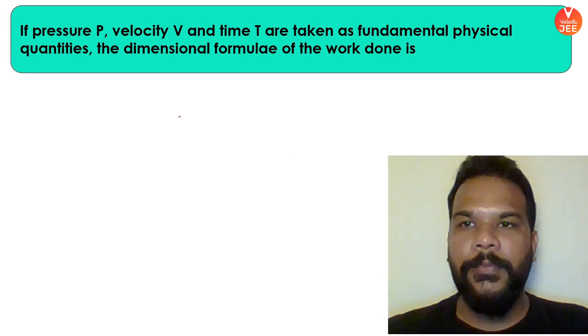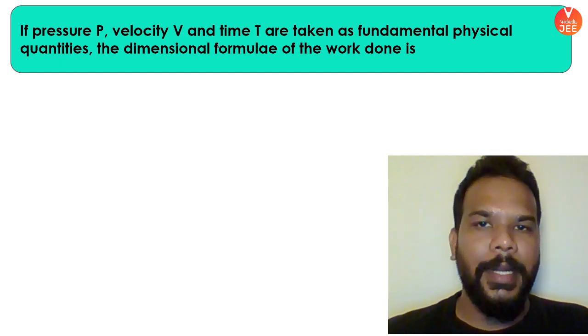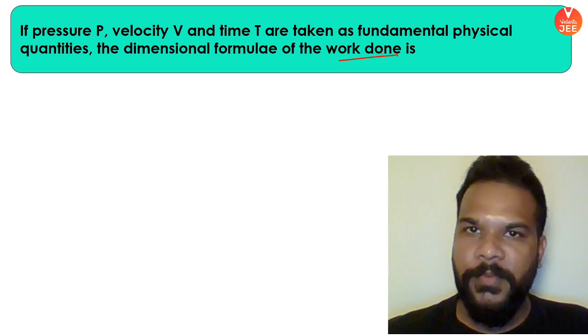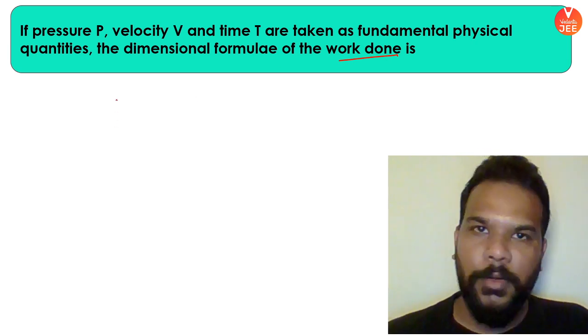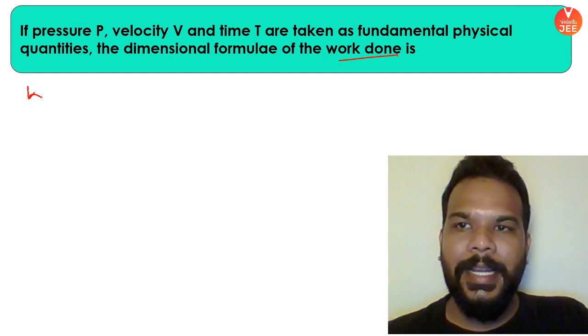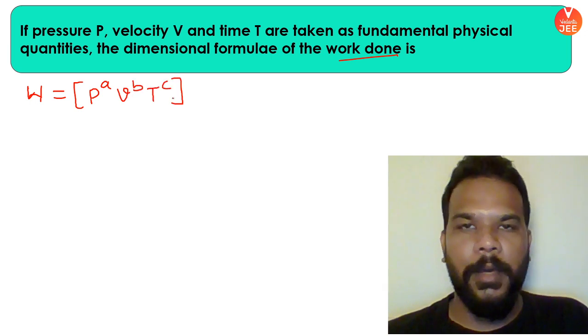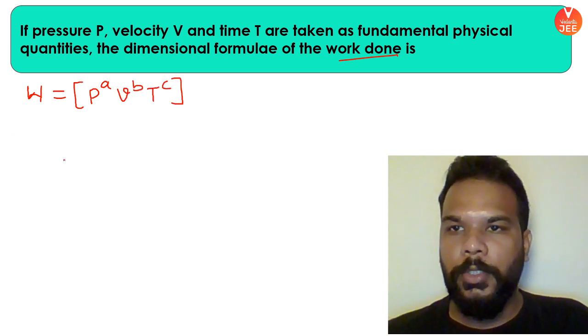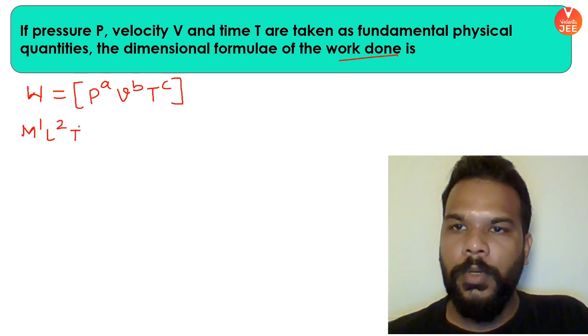Question says that if you have pressure, velocity and time which are taken as the fundamental physical quantities, then the dimensions of work done this time is to be found. Okay, so pressure, velocity and time are the fundamental quantities. Let's find out the dimensions of work. So I say that work dimensions will be P to the power a, V to the power b and T to the power c.